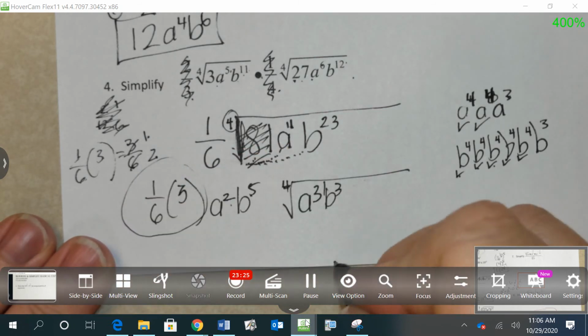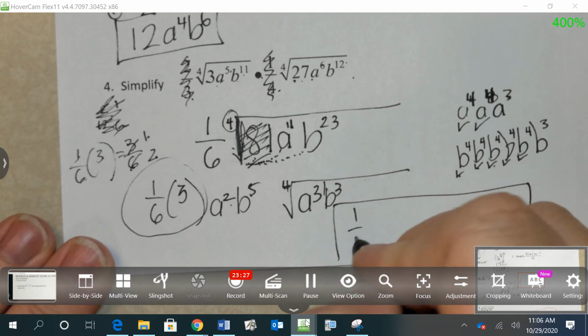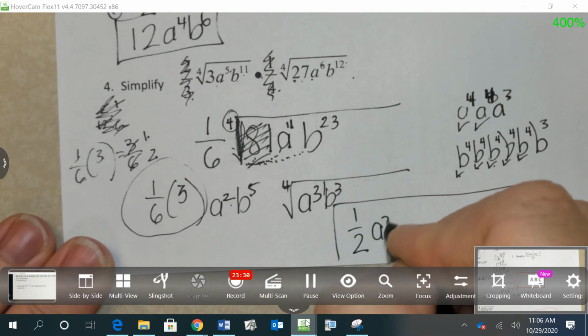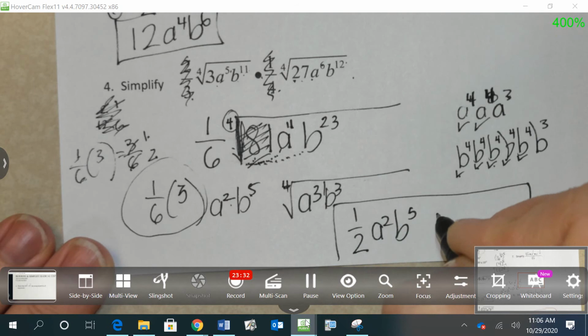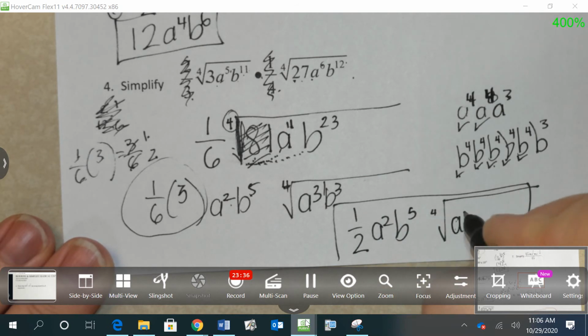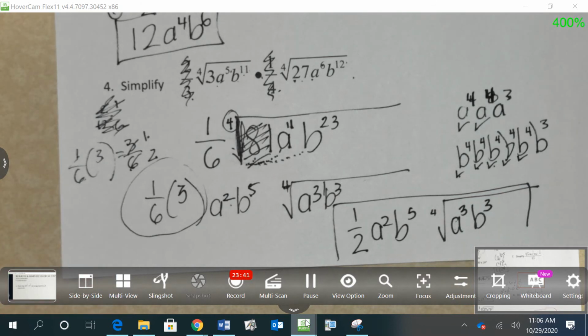So this final answer is 1/2 up front, then a squared, b to the 5th, make that 4 small, so the 4th root of a cubed, b cubed. That is the hardest learning objective I believe that you're going to see today.